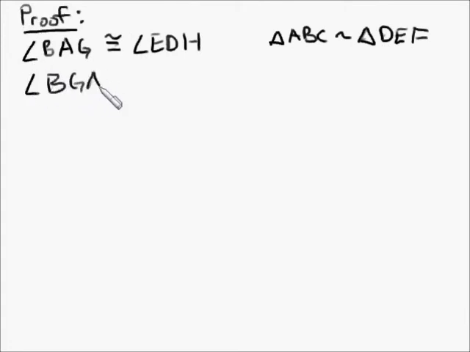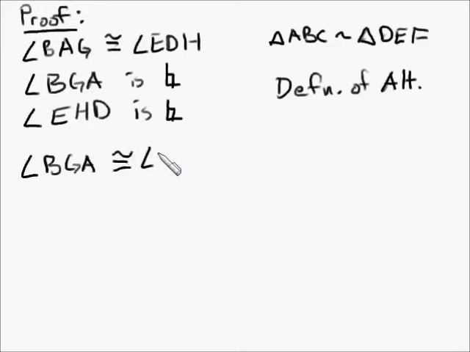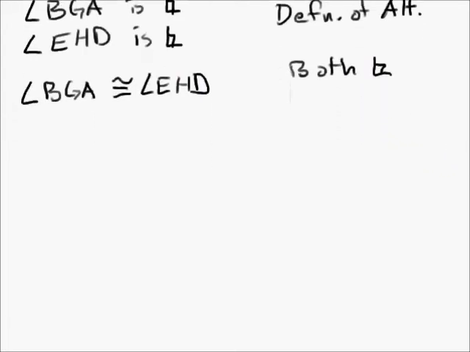So angle BGA is right, angle EHD is a right angle as well, and this is because they're altitudes. That's the definition of an altitude for both of those. And that means that they're congruent. Angle BGA is congruent to angle EHD. We'll use both right angles for our reason there.